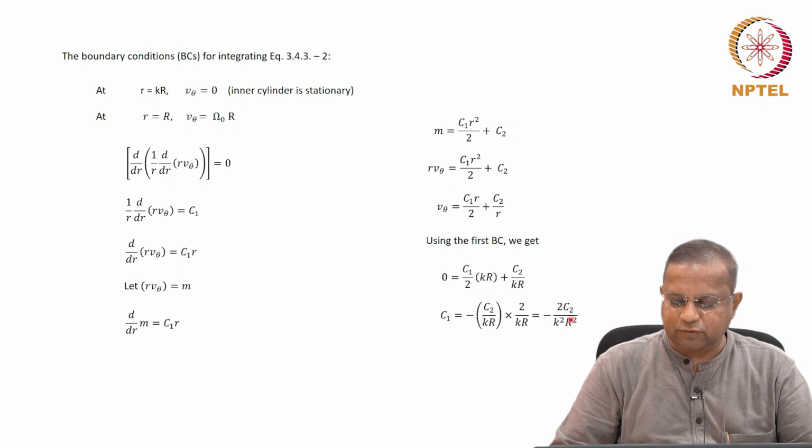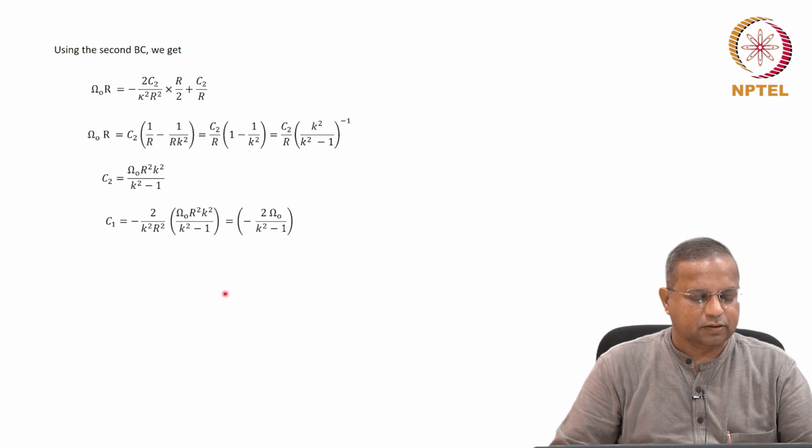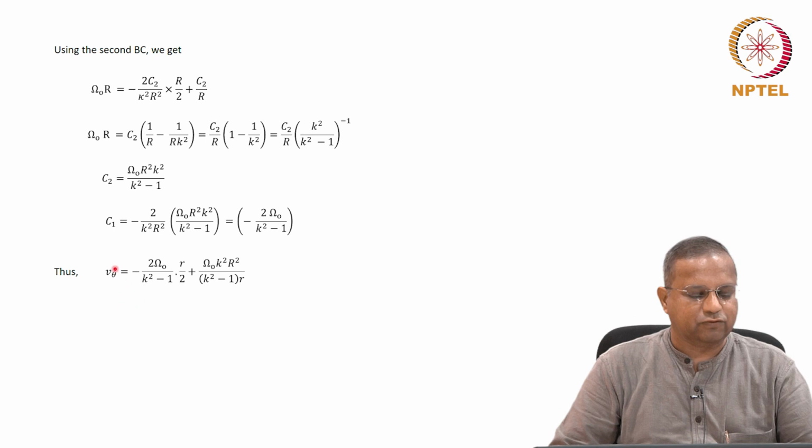C1 is in terms of C2, therefore we need to substitute for C2 to get C1. That's what we are doing here. So C1 is minus 2 by k squared r squared, and C2 was omega naught r squared k squared by k squared minus 1. Therefore r squared k squared will get cancelled out, and we get 2 omega naught by k squared minus 1. Okay. So the solution, the expression for v theta, which is what we are after, is minus 2 omega naught by k squared minus 1 times r by 2 plus omega naught k squared r squared by k squared minus 1 times r.